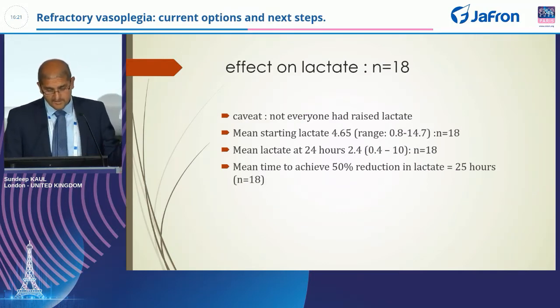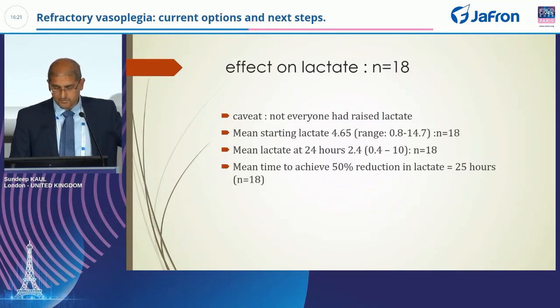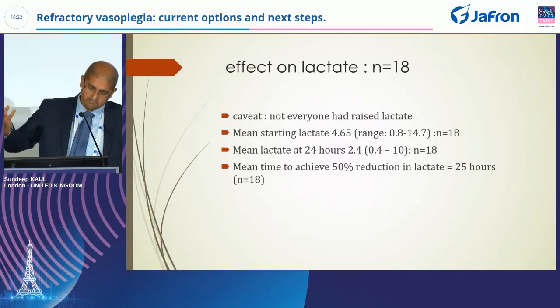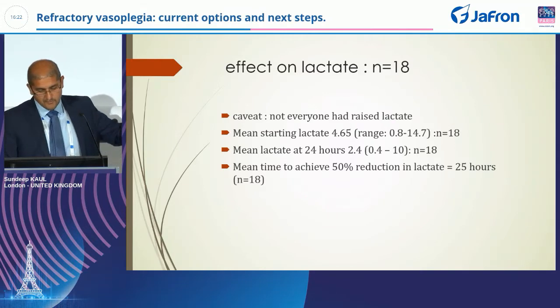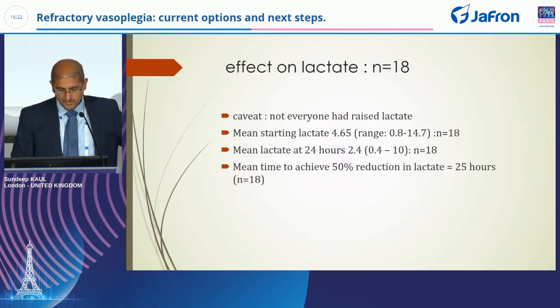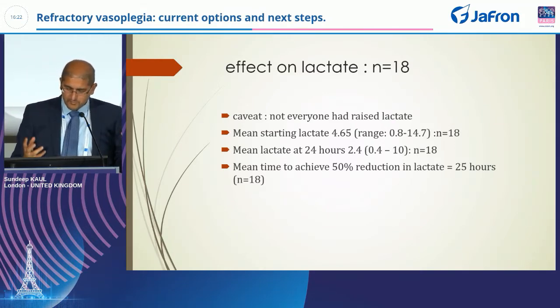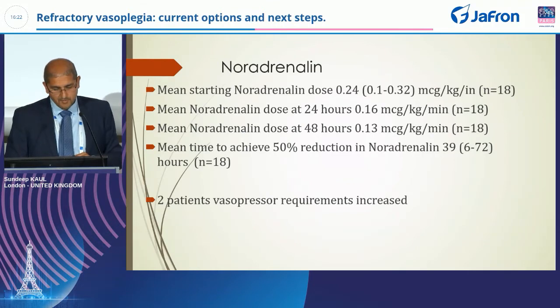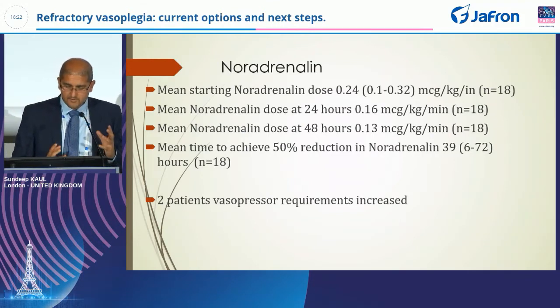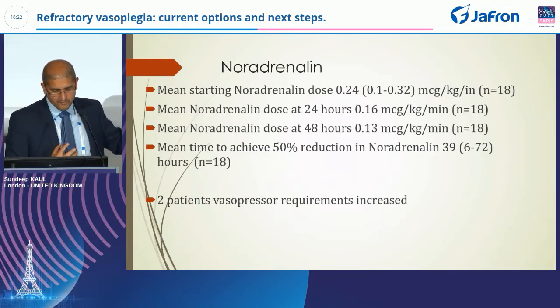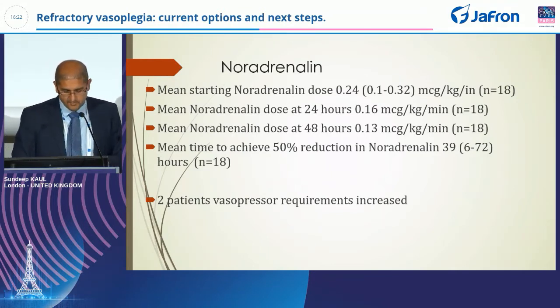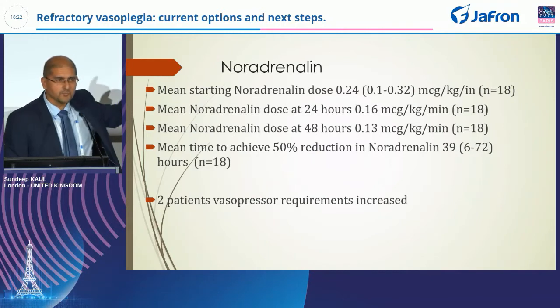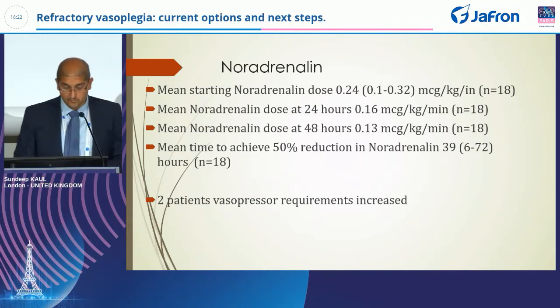So in this 18, the mean lactate at the beginning was 4.65. You might say, hey, that's not very high. Maybe you're right. At 24 hours, it had dropped by 2.5. And so roughly, it took about 25 hours to get a 50% reduction in the lactate in the whole lot. In terms of noradrenaline, by 48 hours, it was under half, although it was close to half. Basically, it takes about 39 hours to get a 50% reduction. Interestingly, in two patients, the vasopressor requirement went up, not down.